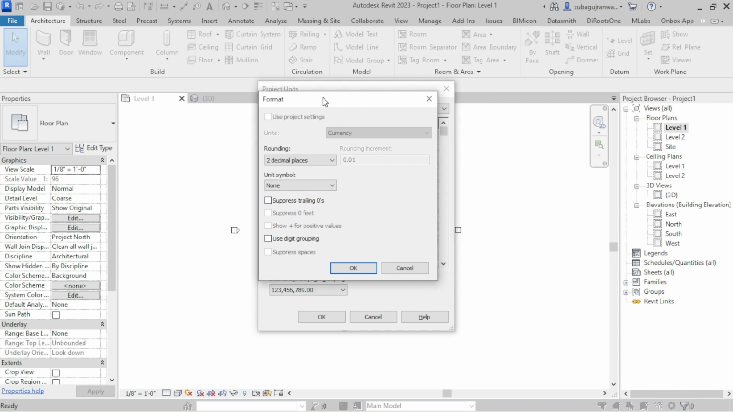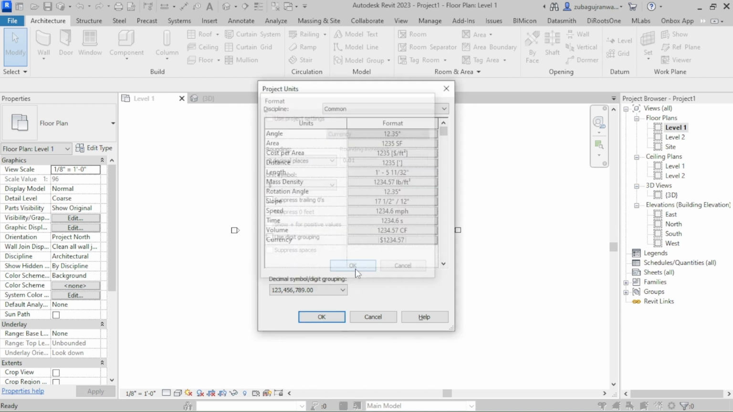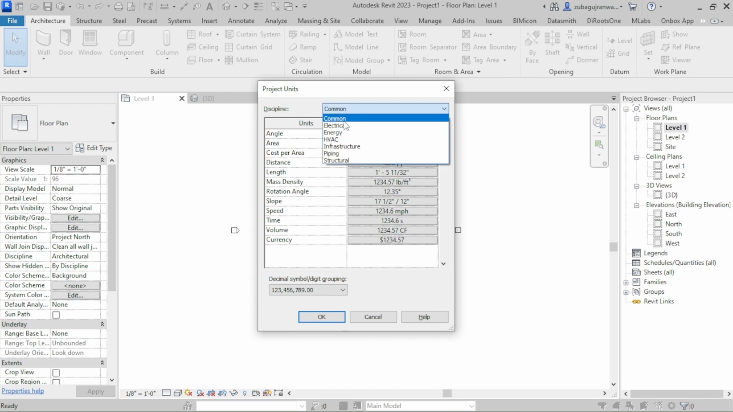For currency, simply select from here. These are the different types of currencies. Simply we select dollar and press OK. So these are the common units.